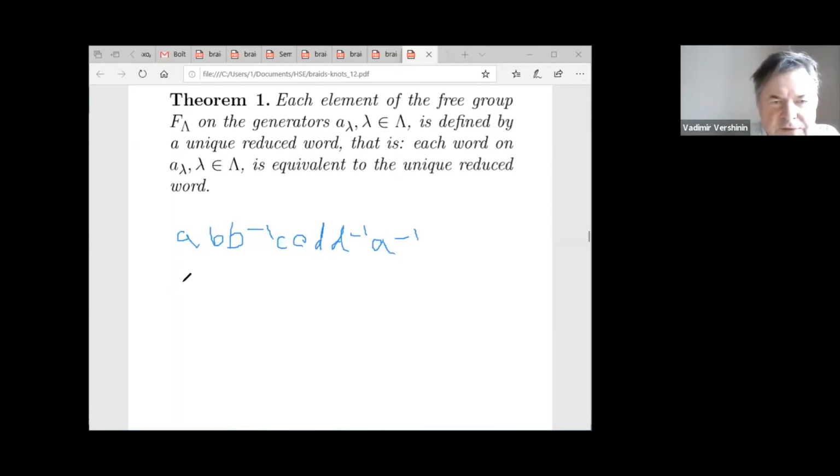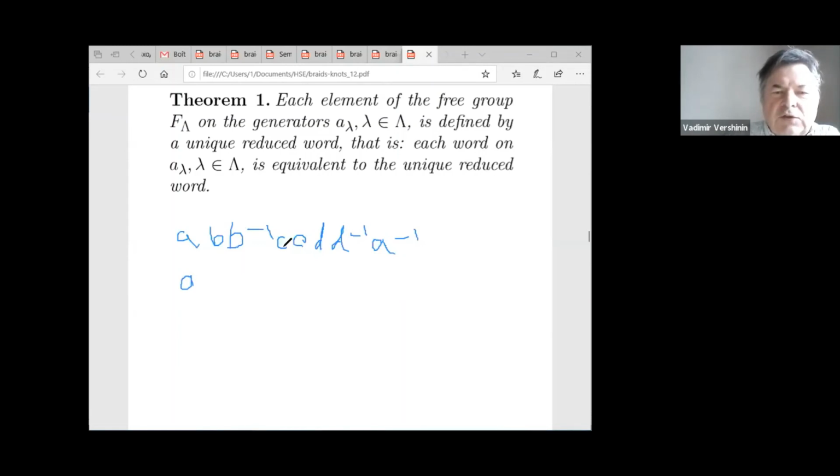You are a Turing machine. What are you doing? You are looking at the first letter. It's A. Then you look at the second letter. If the second letter is the inverse of the first one, you erase both of them and continue. Here, B is not the inverse of the previous, so you add it. It is A, B. Then you look at the next one, B minus 1. We are in the situation that B minus 1 is the inverse of B. So you erase them, sorry, it's not the algorithm, it's my fault of writing. B and B minus 1 are erased.